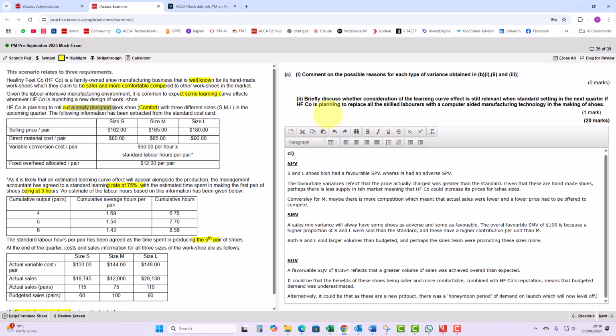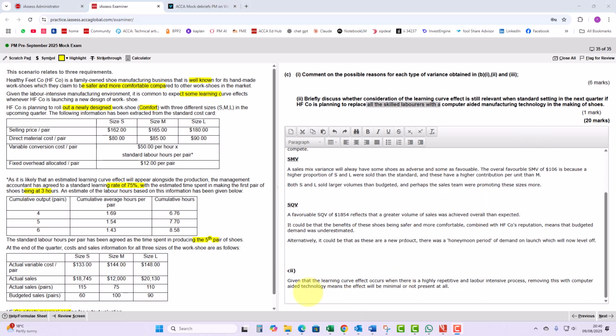We're almost there now. Just need to briefly discuss, this is for 1 mark, whether consideration of the learning curve effect is still relevant when setting standards in the next quarter if they're planning to replace all the skilled labourers with computer-aided manufacturing technology in the making of shoes. So, a 1 mark answer: given that the learning curve effect occurs when there's a highly repetitive and labour-intensive process, removing this with computer-aided technology means the effect will be minimal or not present at all.